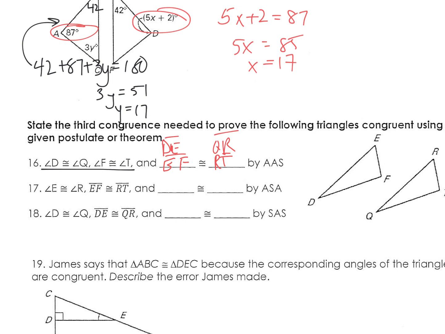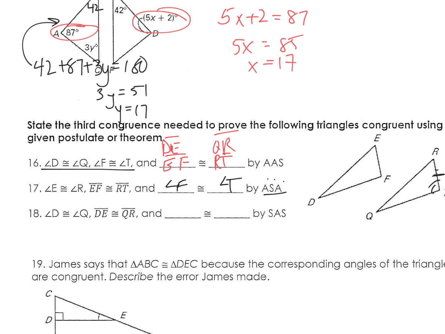So let's look at the next one, 17. Again, I can erase angle E is congruent to angle R. EF is the same as RT. What would I need for angle, side, angle? So again, let's look. Angle, side, I have that. I need the third angle in a row. So I need angle F to be congruent to angle T in order to use angle, side, angle.